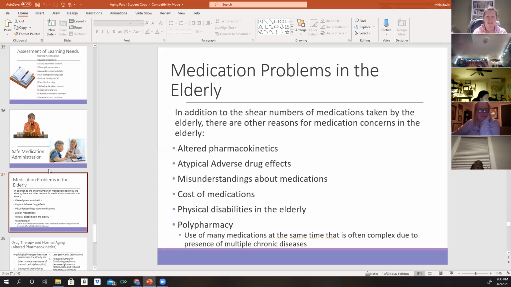You want to look for physical disabilities in the elderly. So can they even get out to get their prescriptions? Do they have access to getting those prescriptions filled? Do they have access to ambulating in their home to find where their medications are? And then the big one we want to worry about is polypharmacy. So this is the use of many medications at the same time. This is often because they have multiple chronic diseases, but then they're susceptible to interactions, which can cause an adverse effect in the patients.